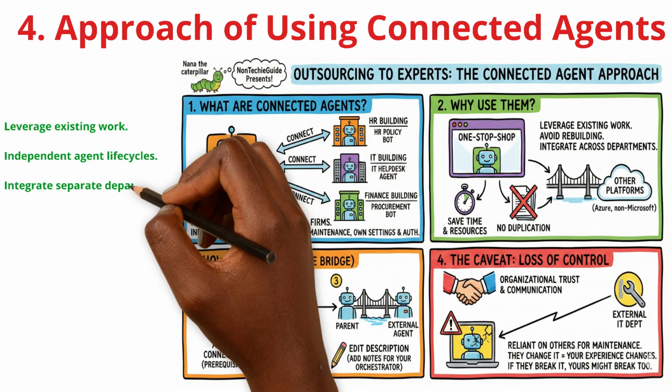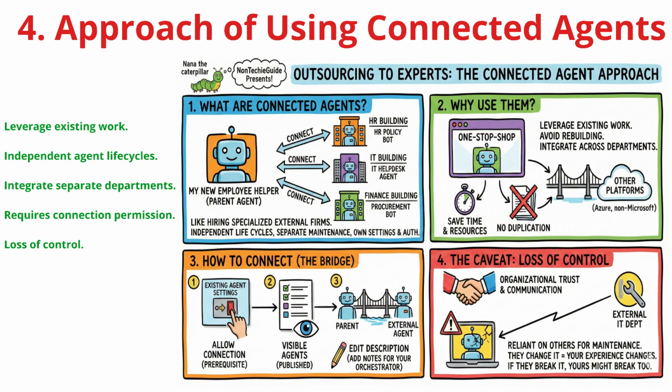Welcome to the connected agent approach for multi-agent orchestration. Think of this not as building internally, but as outsourcing to experts. Look at the first panel. Your parent agent acts as a hub, connecting to entirely independent agents already built by other departments, like HR or IT. These external agents have their own separate life cycles and settings. Why do this? Panel 2 shows it's about efficiency. It saves massive time and resources by leveraging existing work instead of rebuilding everything from scratch. You create a one-stop shop that integrates across departments and even different platforms.